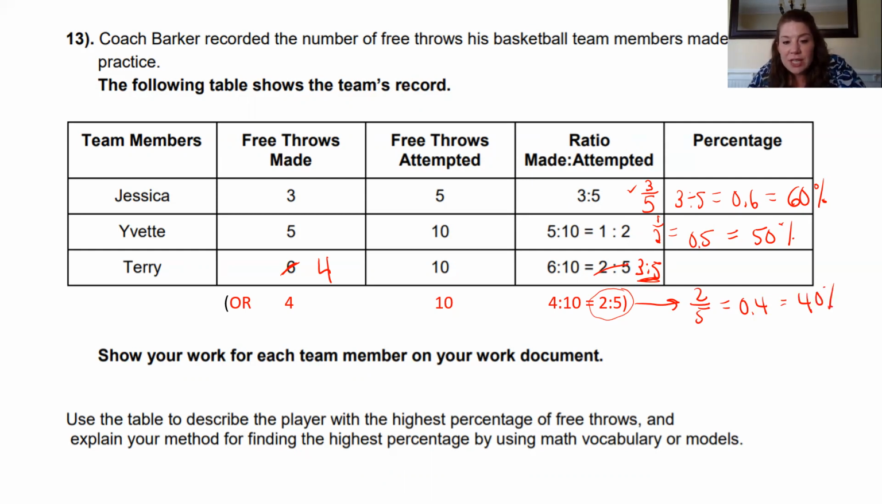So it says, show your work for each team member on your work document. Use the table to describe the player with the highest percentage of free throws. So if you use 3 to 5 twice, that means that Jessica and Terry both made 60% of their free throws. But if you went ahead and used the 2 to 5 and you said the last one was 40%, then that means Jessica is the true winner. So I would use math. I would use words to explain that Jessica made the most. She had the highest percentage of free throws made.